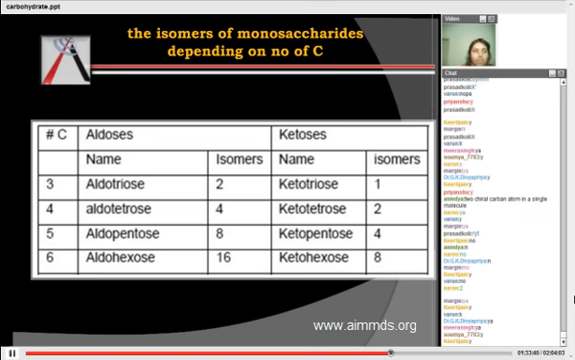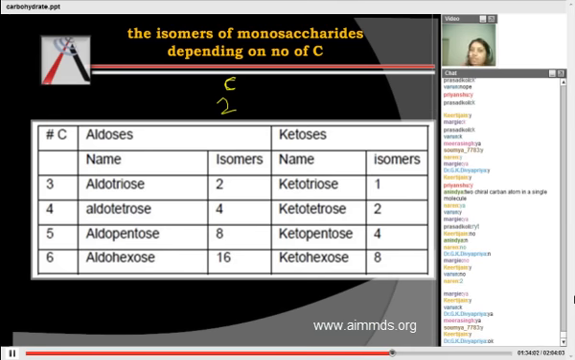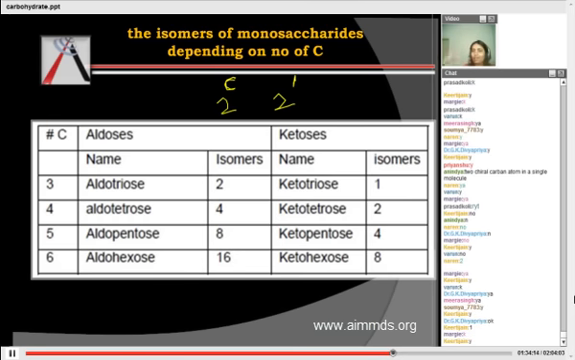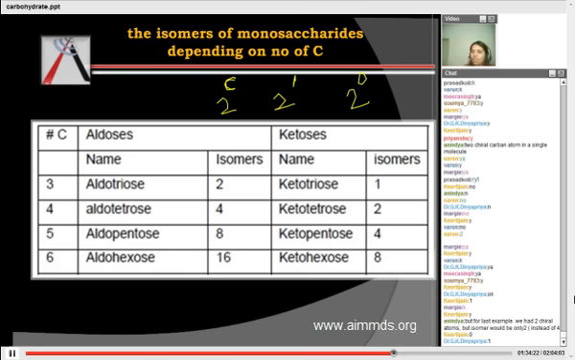Okay, so how do we calculate it? There is a formula that says 2 raised to the power C, where C is the number of chiral carbons. It will give you the number of isomers it can have. For example, aldotriose, that is the aldose, nothing but glyceraldehyde. If you remember, how many chiral carbons did it have? 1. So 2 raised to the power 1 is 2. So it had 2 isomers. But remember the ketone form of glyceraldehyde, how many chiral carbons did it have? Nothing. So 2 raised to the power 0 gives me 1.